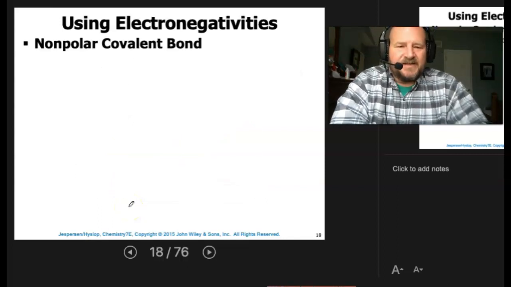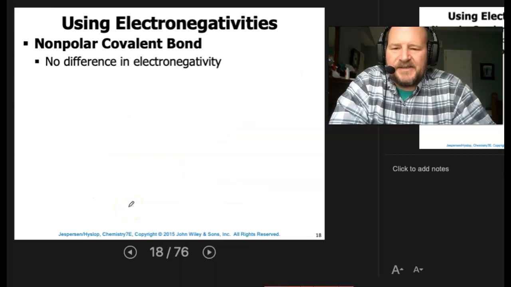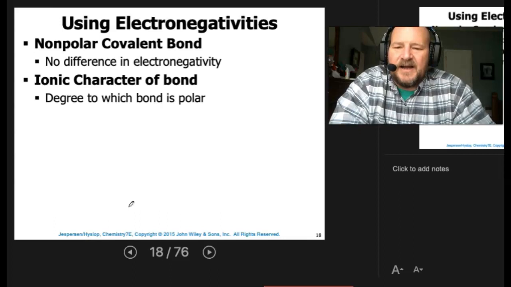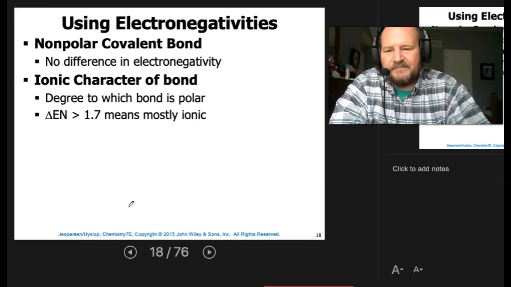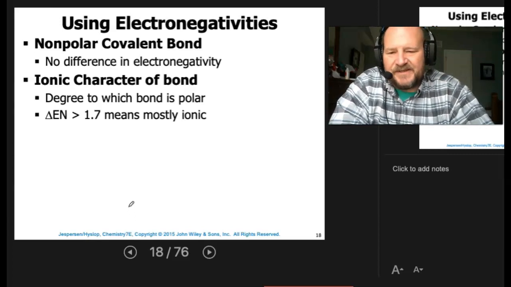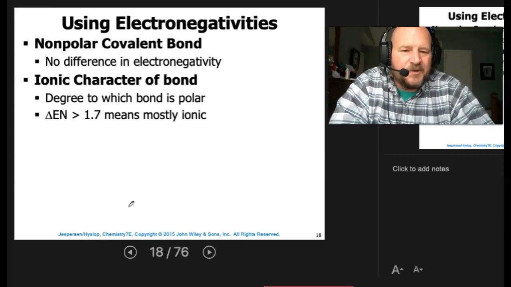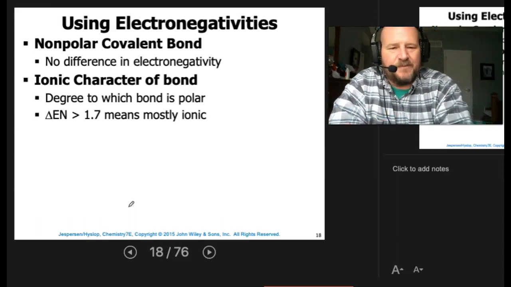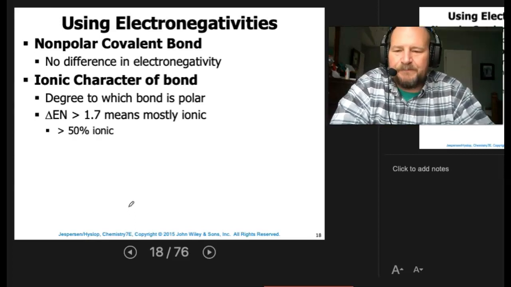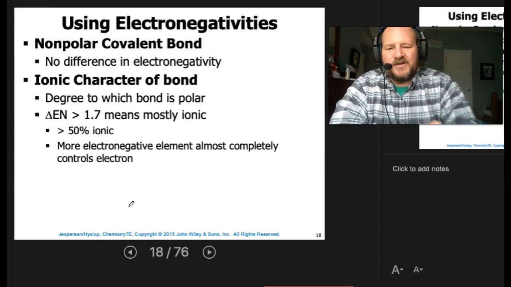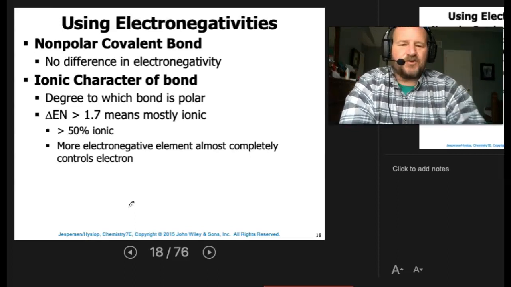So using electronegativities then, nonpolar covalent bonds means there's no real difference in electronegativity. Ionic character of the bond would be the degree to which the bond is polar. And again, the change in electronegativity is about a 1.7. It means it's mostly ionic. So again, I said the rule of thumb would be 2.0. I'm not going to put you in a gray area here. I'm going to make you commit so that you can say that it's ionic by making sure that difference is above 2. Okay, the more electronegative element almost completely controls the electron.